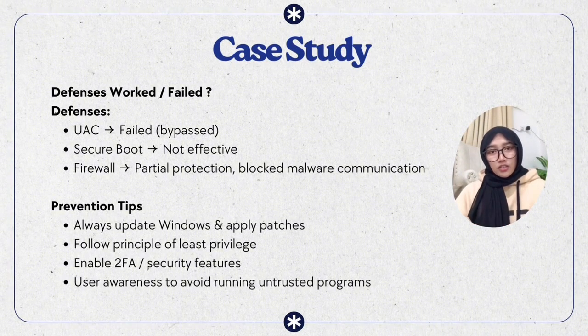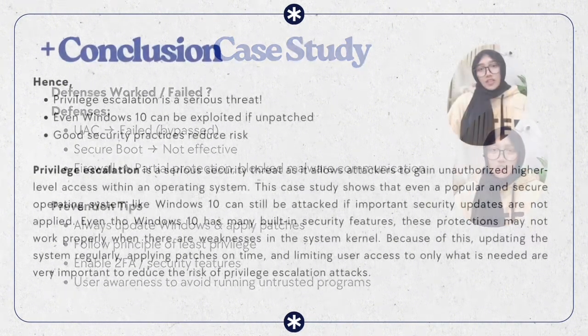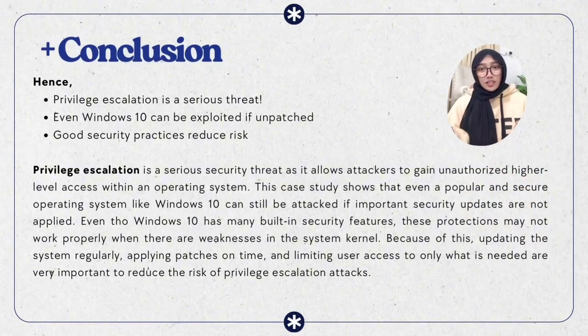So even though Windows has security features like User Account Control and Secure Boot, this protection could not stop this attack. The firewall only gives partial protection, as it could block outside connections but could not prevent internal privilege escalation. In conclusion, privilege escalation is a serious security threat that can fully compromise a system.